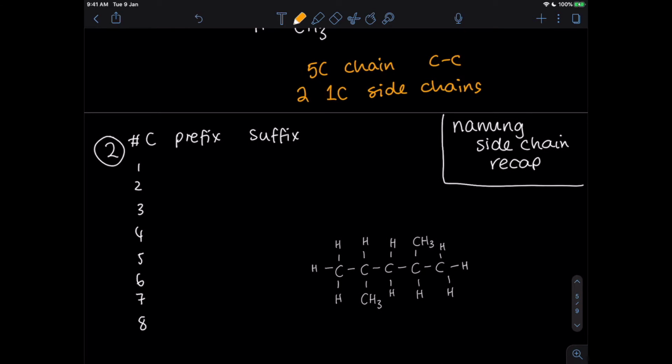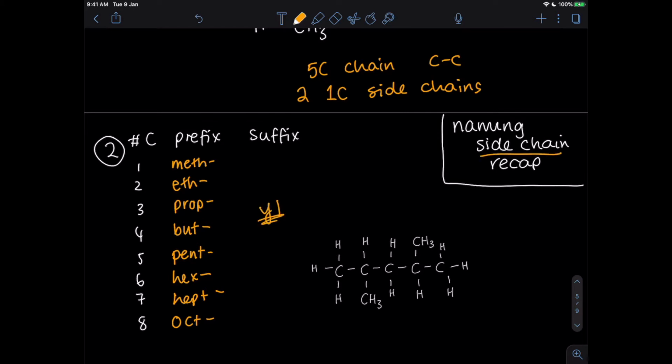So just a reminder of how we do this. Same naming technique as we have for the previous videos. It's exactly the same. So number 1, meth. Number 2, eth. 3 is prop. 4 carbons is but. And then we're on to our shape naming: pent, hex, hept, and oct. And then because it is a side chain, our suffix is -yl. This tells us that it is a side chain and not a completely separate molecule.